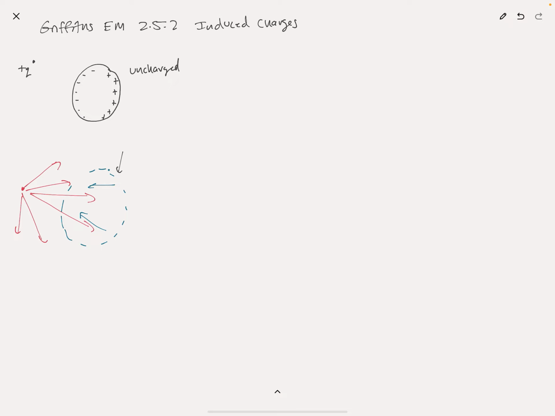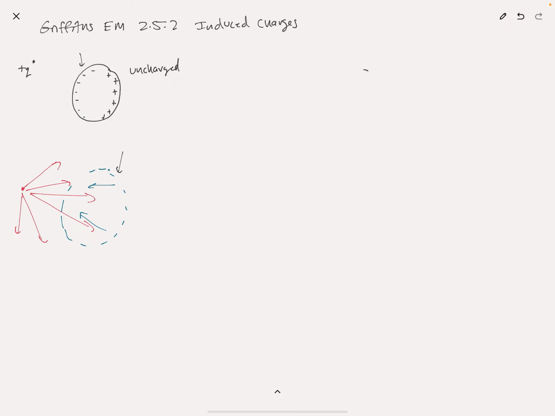Okay. Notice here that since there's a negative charge density on the left side, there will be some attractive force between the conductor and our positive charge Q. Okay. So that's what happens when you have a charge outside of a conductor.